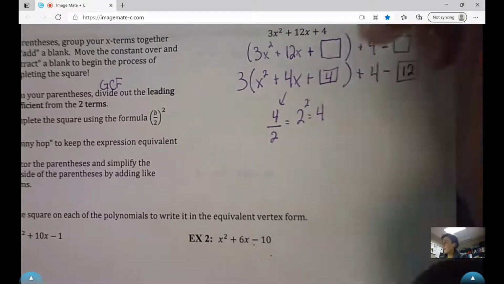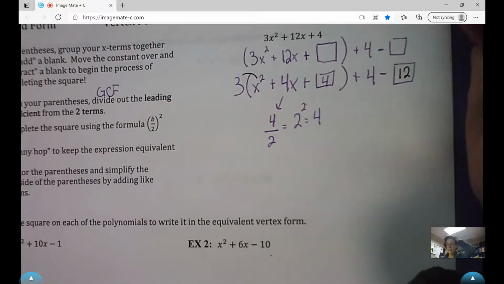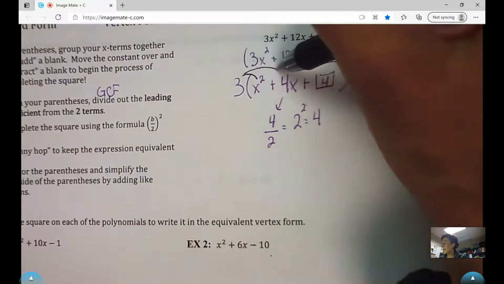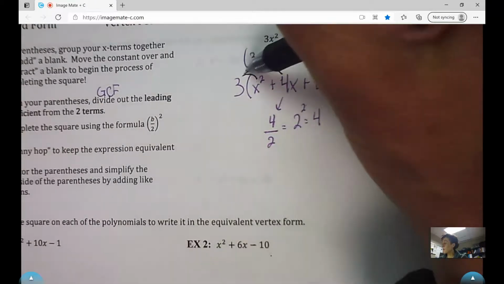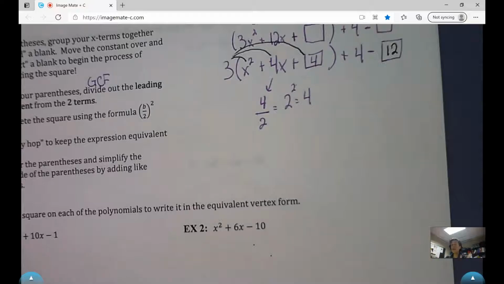So this is where the $12 are, because that 3 affects everything in the parentheses. Because remember, that 3 was really 3x squared, and that 4x was really 12x. So this 4 might look like a 4, but it's actually worth 12. So since I gave you 12, I'm going to have to take the 12 away.